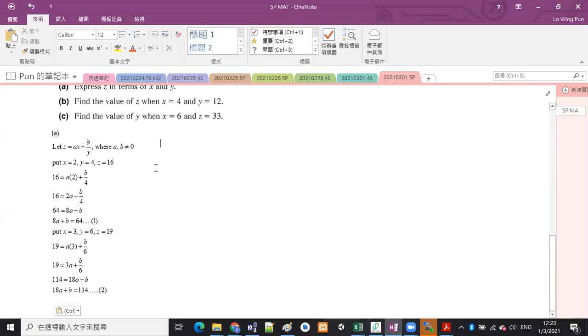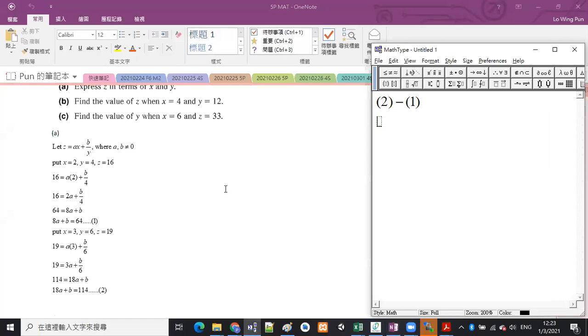Okay, and then notice that the B terms in equation 1 and equation 2 are exactly the same. So we may just use the subtraction of the equations using equation 2 minus equation 1. For the A column, we have 18A minus 8A. It becomes 10A. For the B column, B minus B cancelled. For the right-hand side, we have 114 minus 64. It is 50. Okay, and then we can easily calculate that A is equal to 5.